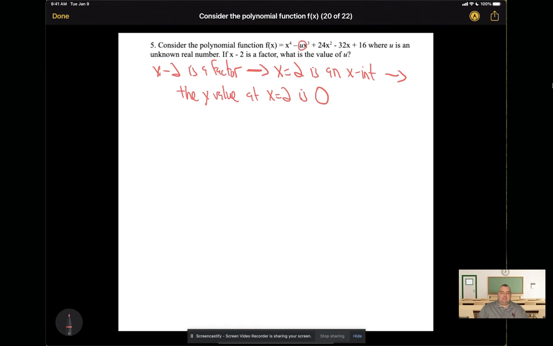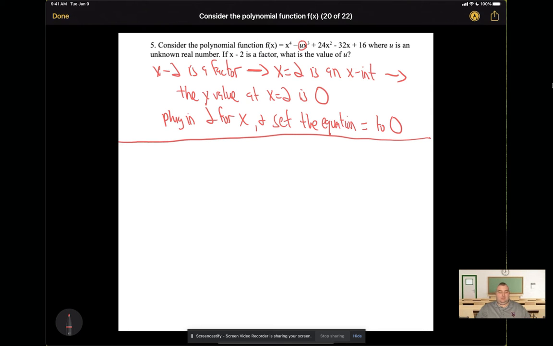So to solve this problem, what I'm going to do is plug in 2 for x and set the equation equal to 0. So I'm going to plug in 2 for x and then set the equation equal to 0. So let's go ahead and do that.